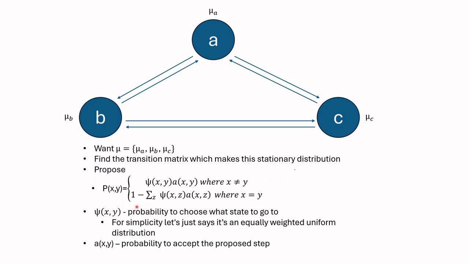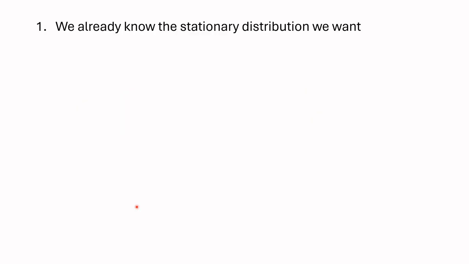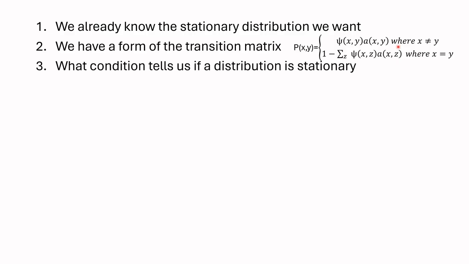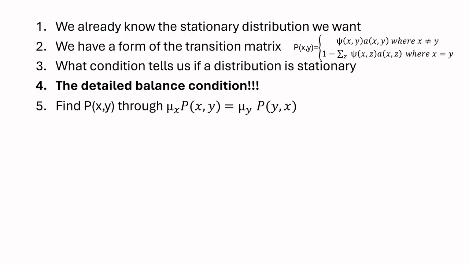So, okay, how do we do that? We already know the stationary distribution we want. That's already been given to us. And we have a transition matrix of this general form. We've not solved the particulars of this yet, but that's going to be our goal, to solve the particulars of it to give us the particular stationary distribution we want. Well, let's ask, what condition tells us if we're in the stationary distribution? It's the detailed balance condition. So we want to find the transition matrix.